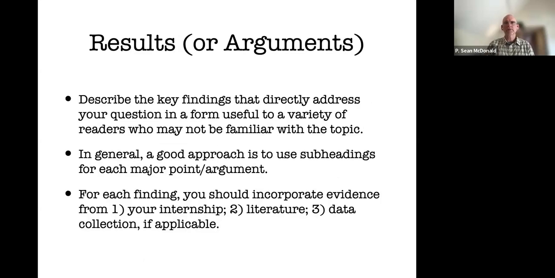All right, then we get to the results or arguments section. And the idea here is to describe the key findings that directly address your research question. Now, one thing I didn't really talk about is the research question, and maybe I should. Some folks will choose to use the research question that they started with back in 490. Maybe you want to change your research question.